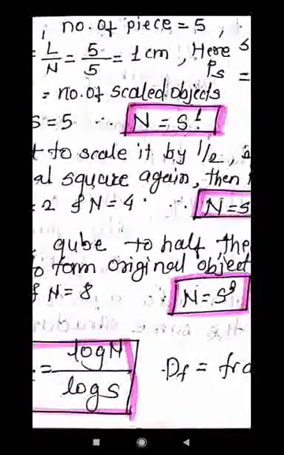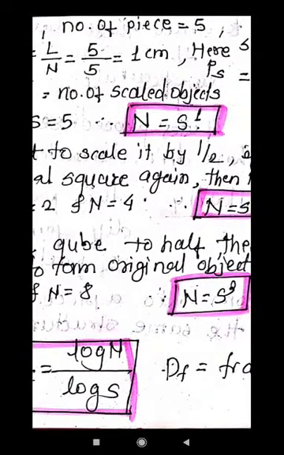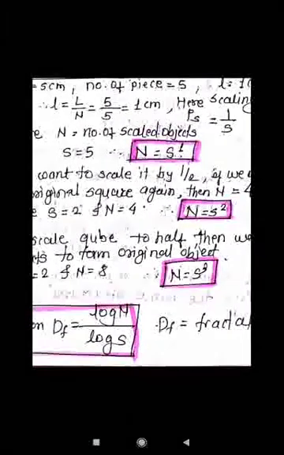So S is showing the scaling factor, that is 5. So what is the value of N here? N is nothing but S raised to 1. N is nothing but the number of scaled objects. N has the value 5, S has the value 5. So 5 raised to 1 is equal to N, 5 is equal to 5.